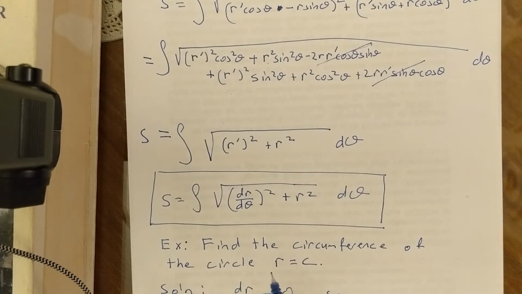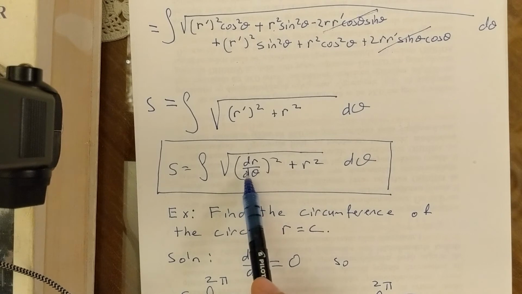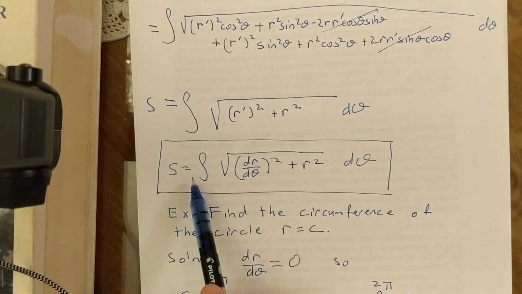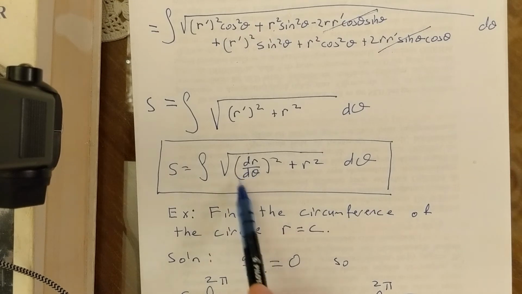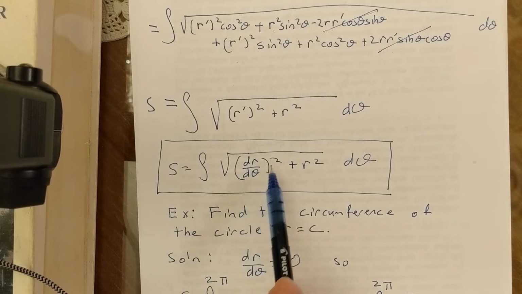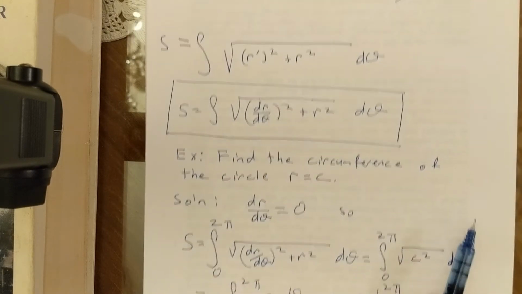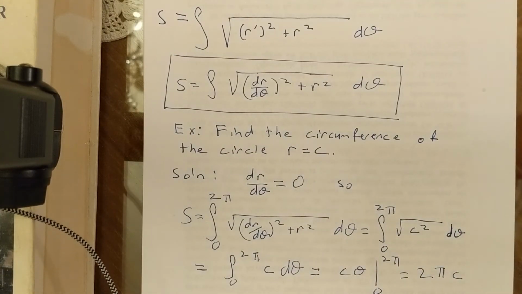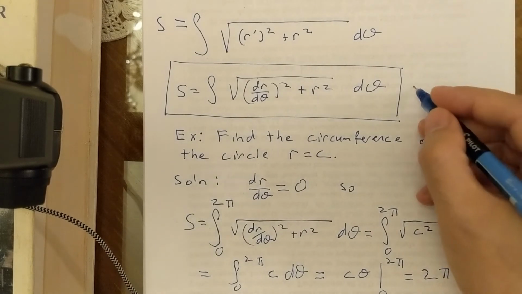Now when I say r prime, of course r is a function of θ, so if you wanted to write it like that, you can write the arc length as the integral of the square root of (dr/dθ, the derivative of r with respect to θ, squared, plus r squared) dθ. So that's a formula for it. This one is a formula that you should memorize.